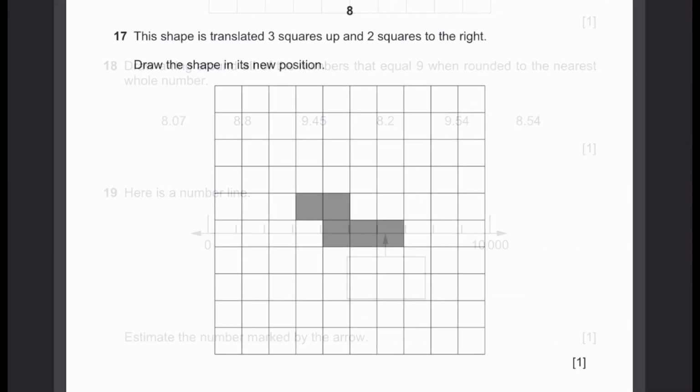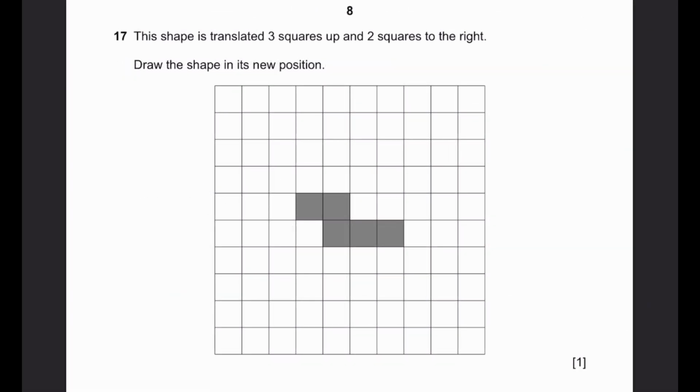Question 17. This shape is translated 3 squares up and 2 squares to the right. Draw the shape in its new position. So let's just take one point in the shape. 3 squares up, we go 1, 2, 3. 2 squares right, we go 1, 2. So that's the position of that point in the new shape.